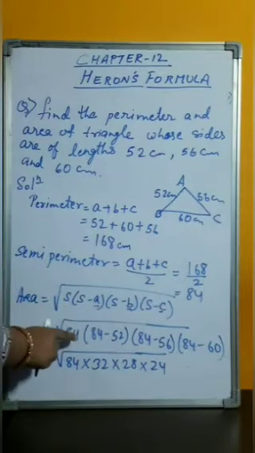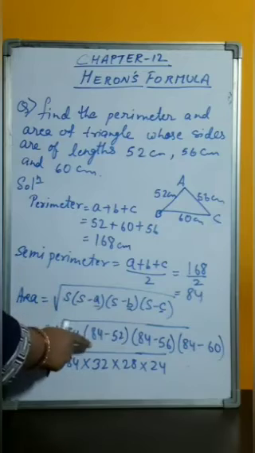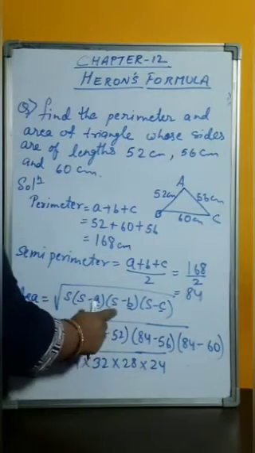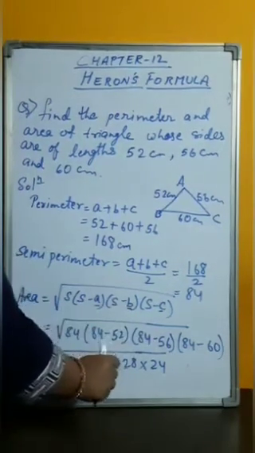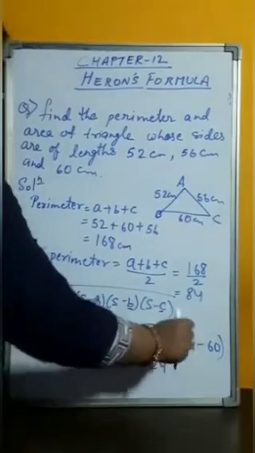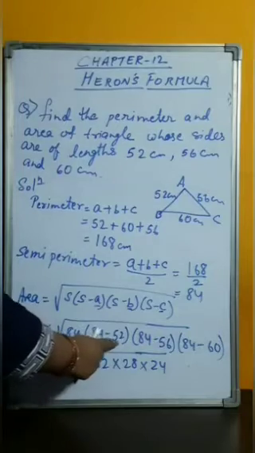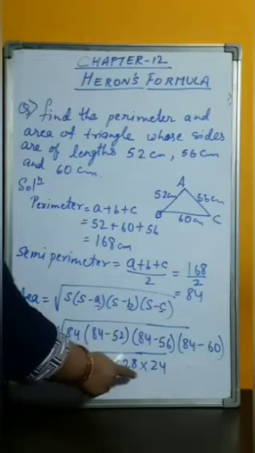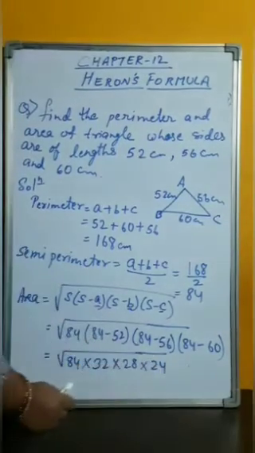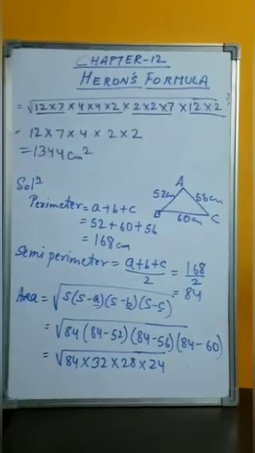So in place of S we will put 84. S minus a is 84 minus 52. S minus b is 84 minus 56. And S minus c is 84 minus 60. So here 84 has no change. When you subtract these you will get 32, 28 and 24. Multiplied together, and we will calculate it.